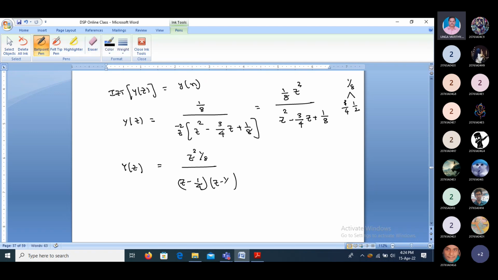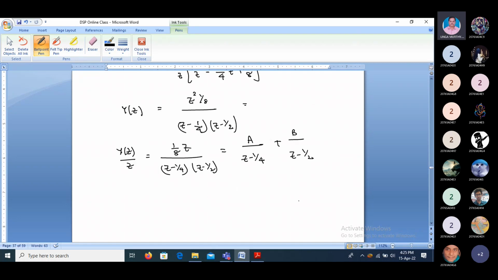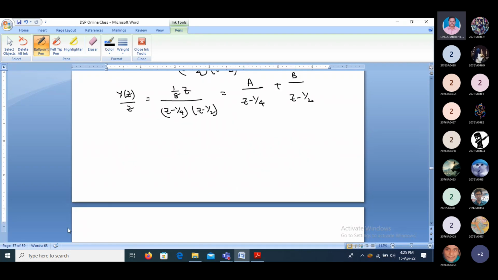Sorry, (z − 1/4)(z − 1/2). So, before that, we needed Y(z)/z. So Y(z)/z is equal to 1/8 into z divided by (z − 1/4)(z − 1/2), which by the partial fractions method is equal to A/(z − 1/4) + B/(z − 1/2). So calculate the values of the constants A and B here.